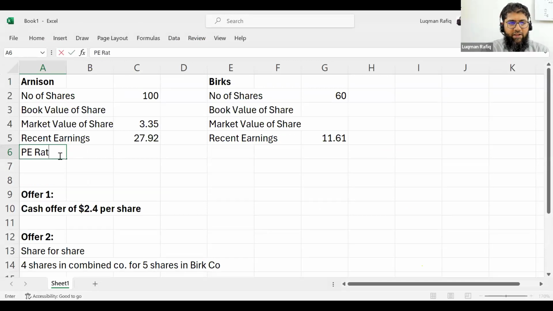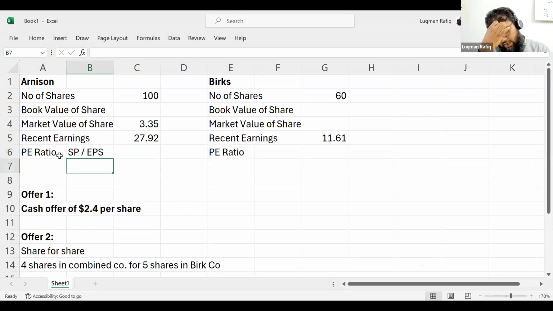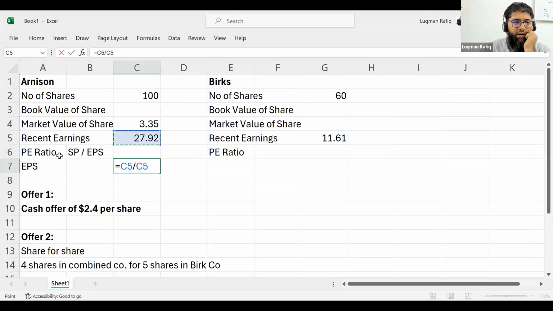So if I talk about the price earning ratio, what is the formula for the price earning ratio? It's share price divided by EPS. The EPS is going to be the earnings divided by the number of shares, 0.2792. So the P/E ratio is share price divided by the EPS, 11.99857.